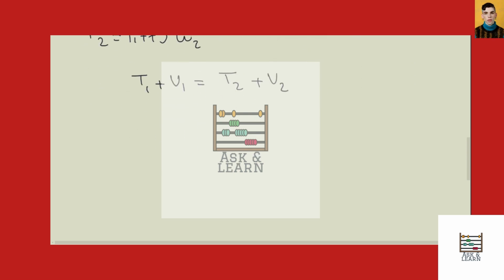Then T1 plus V1 equals T2 plus V2. So T1 and V1 equal to 0 plus 0 equal 1.775 omega 2 square plus negative 68.67. So omega 2 will be equal 6.22 radian per second.